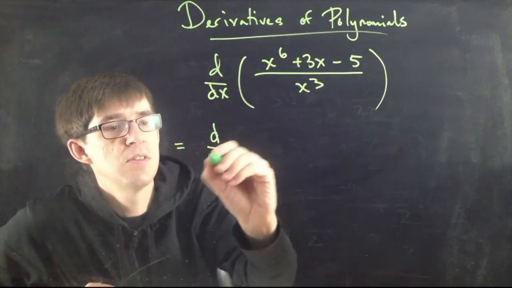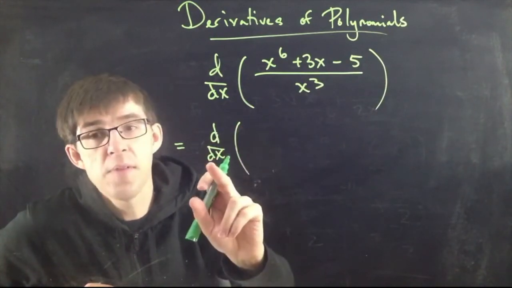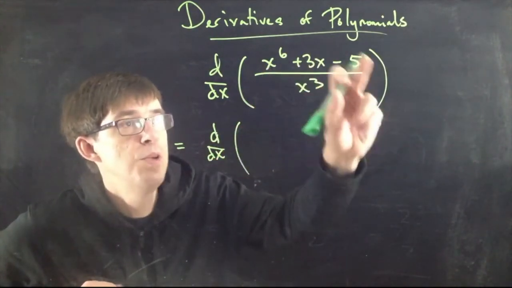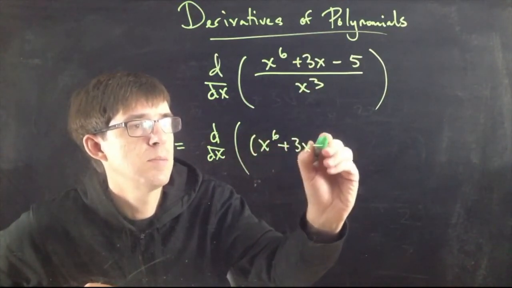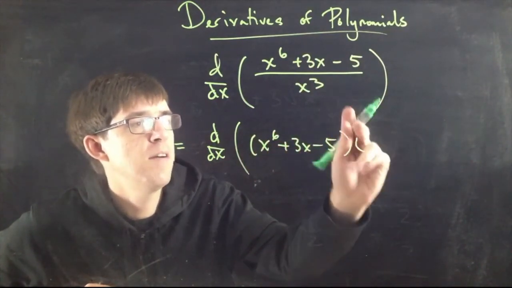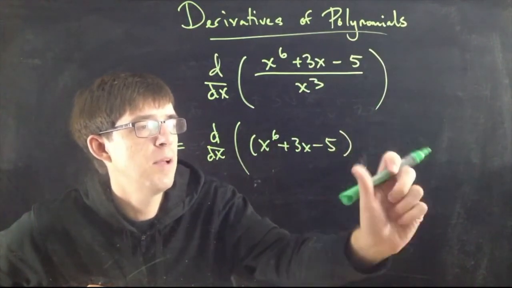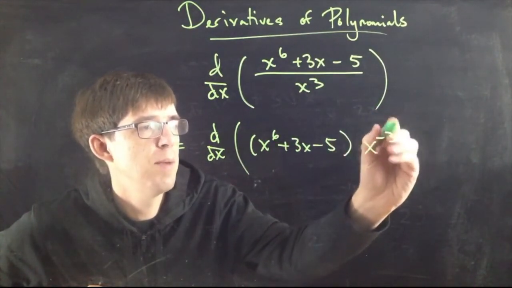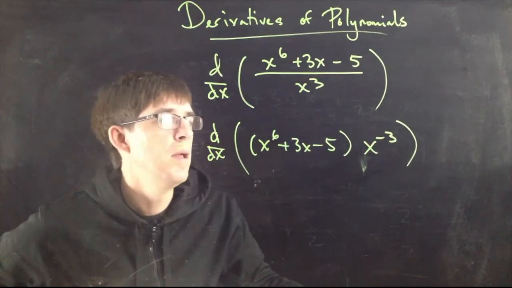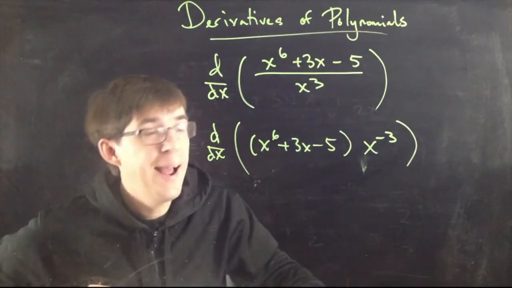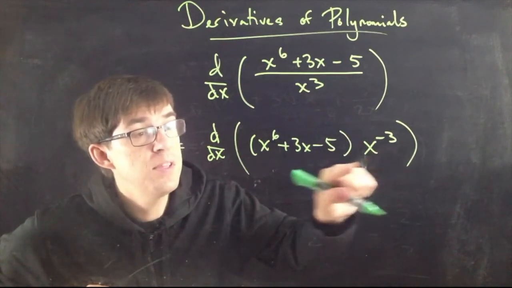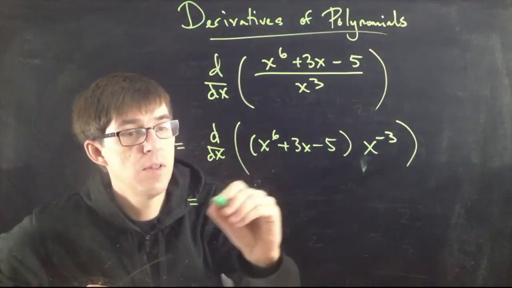So I'm going to write this as, I'm not doing the derivative yet, that's why I still wrote this. I'm just redoing the inside. x to the 6 plus 3x minus 5. Instead of divided by x cubed, I'm going to write it as times x to the minus 3. All right? Make sure you put those parentheses there. That's important. Why did I do that? It's because now this can be distributed across the first part.